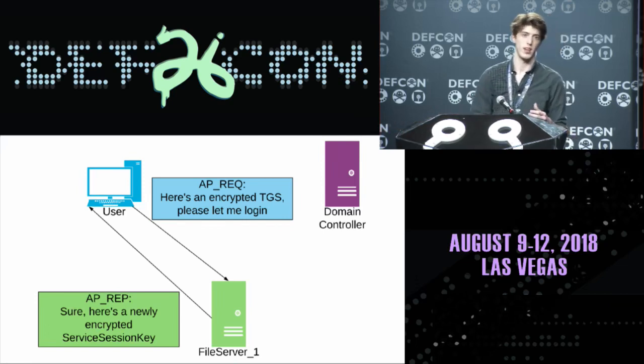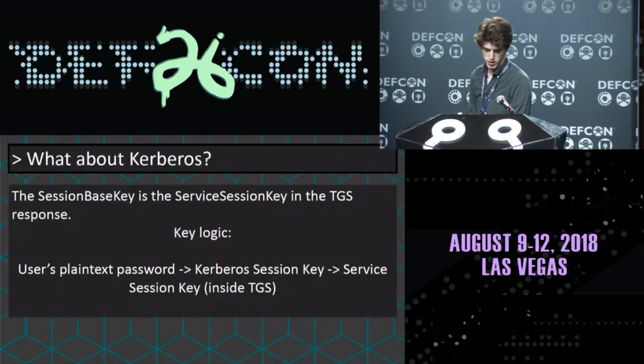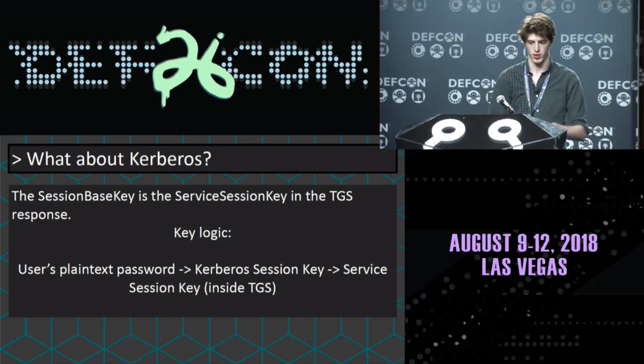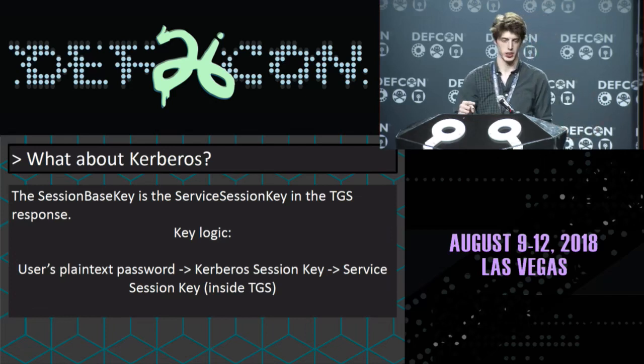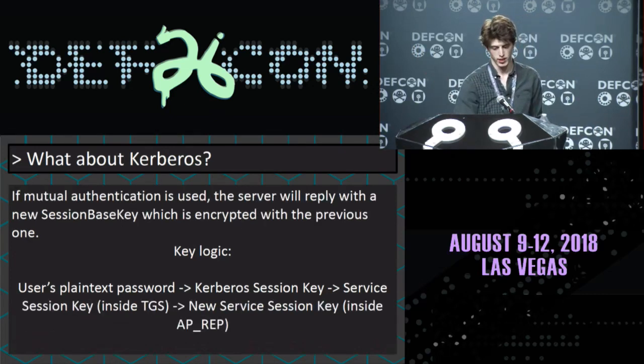The file server will, assuming it's valid, reply and say, hey, cool, you're good. And if there is extended security, it will reply with another encrypted session key, which altogether looks like this. Password turns into the Kerberos session key we got when we first logged into Kerberos. That we use to decrypt the service session key we get when we ask for a ticket to a file server. And if they're using that extended logic, we use that last key to decrypt the now new key provided from the file server. These keys are then used to sign the SMB messages. These are the SMB session keys.